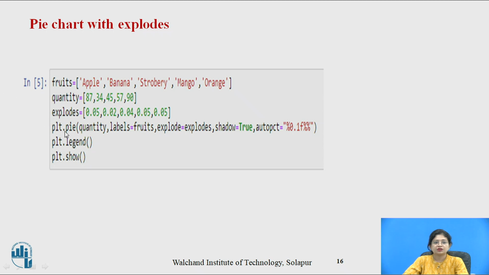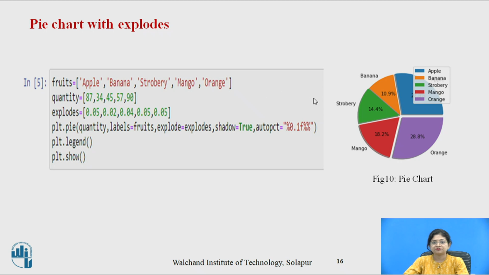Okay. So, here plt.pie, first of all I will take the quantity and labels equal to fruit, then explode equal to explodes. So the explode values are given over here, that is 0.05, 0.02, 0.04, then again 0.05 and 0.05. Okay. Then shadow equal to True. If I put shadow equal to False, the shadow will not be shown. So, look here in this pie chart, the percentages are shown.